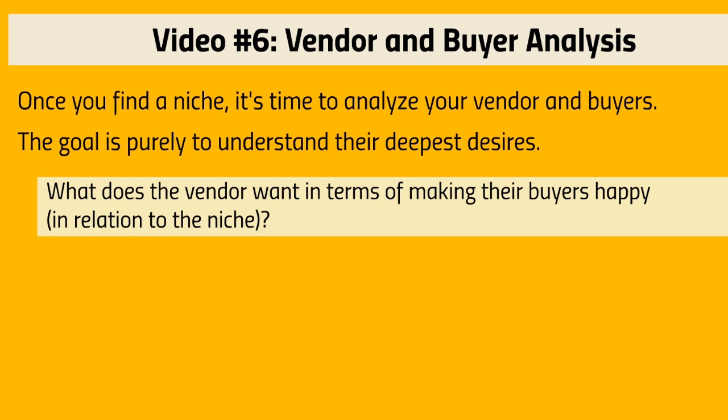So the first question is, what does the vendor want in terms of why and what they want to do, how they want to do it, as far as making their buyers happy. So in other words, when a vendor sees something, they either think, well, this is something that my buyers definitely don't want, or this is something that my buyers really, really want, and I want to go out and make a deal with another vendor and make a special deal for my buyers.